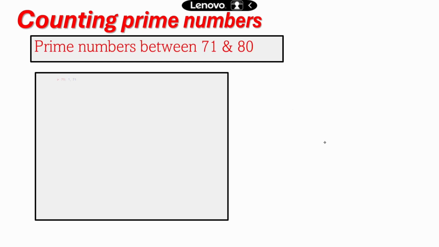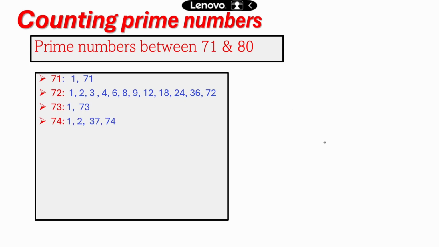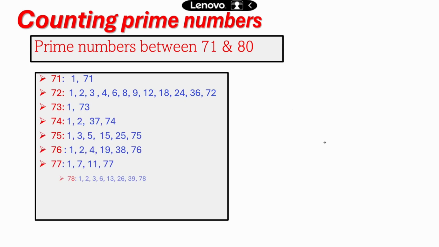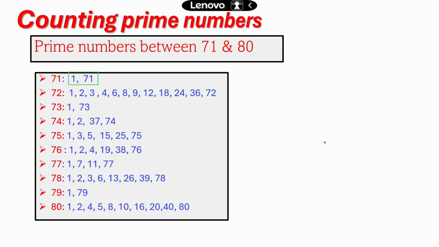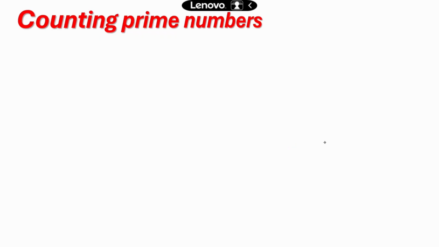Then 71 to 80, we listed all the factors and we note that 71 is prime, 73 is prime, and 79 is prime. Here I want to note that even numbers cannot be prime numbers because they always have a divisor 2.